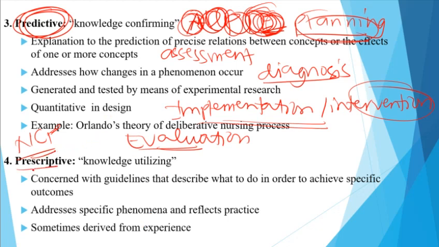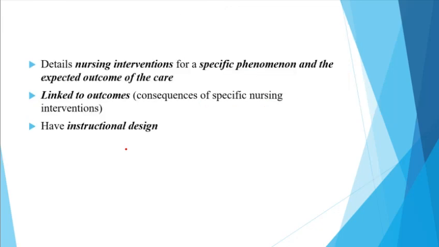And we also have the last one, which is the prescriptive, or knowledge utilizing, or the use of knowledge. It is concerned with guidelines that describe what to do in order to achieve specific outcomes and address a specific phenomenon, and reflects practice and sometimes derives from experience. After we experience something, or we have gathered information through experience, then we use that experience to make knowledge. That is the prescriptive. It also details nursing interventions for a specific phenomenon and the expected outcome of the care, linked to outcomes, consequences of specific nursing interventions, and has instructional design. So this is under the prescriptive or the knowledge utilizing.